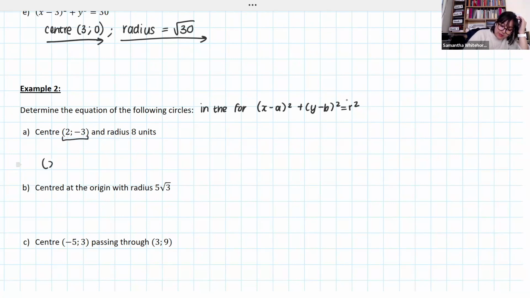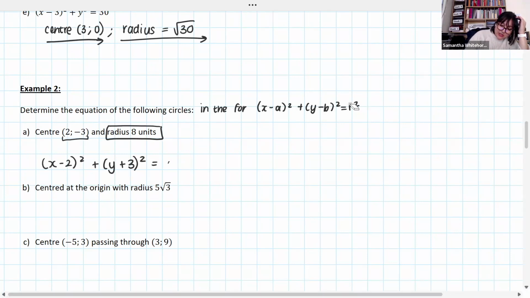So our equation here would be x minus 2 squared plus y plus 3 squared is equal to, and because our radius is 8 units, we're looking for r squared. And so that would be 8 squared, which is 64.